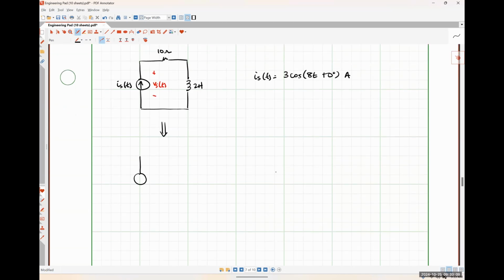And we are looking for Vs of t. So what is the phasor representation of my current? How do I take 3 cosine 8t plus 0 degrees from the time domain and convert it to the frequency domain? Keep the magnitude, keep the phase angle, throw the rest away. So what do I have? 3 angle 0.